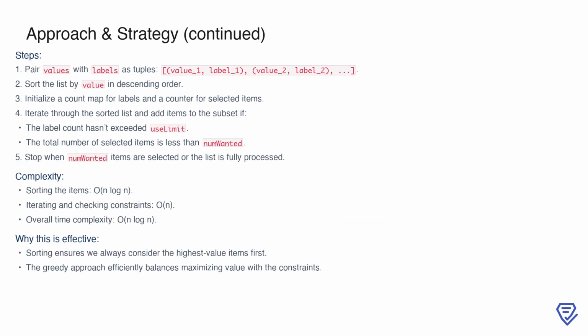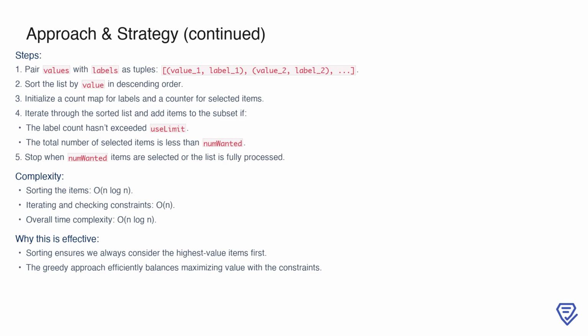The greedy approach can be broken down into a series of well-defined steps. First, we pair each value with its corresponding label, creating a list of tuples. Next, we sort this list in descending order of values to ensure that the highest value items are considered first. We then initialize a count map to track the frequency of each label in our subset, along with a counter for the total number of selected items. As we iterate through the sorted list, we add items to the subset only if the label's count is within the use limit and the total number of selected items is still less than number wanted. Once either of these conditions is no longer met, we stop the process.